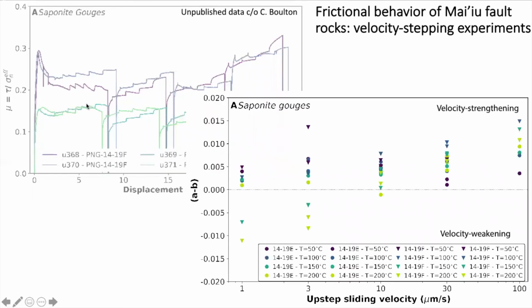So these plots are for the saponite gouges, so the shallowest gouges in the fault zone. And now we can invert for a minus b, the rate state friction stability parameter that we talked about earlier. And we find that for the shallowest saponite gouges, most of the a minus b values are positive, which means that these gouges are velocity strengthening and should promote stable creep. Very few conditions lead to any sort of velocity weakening behavior.